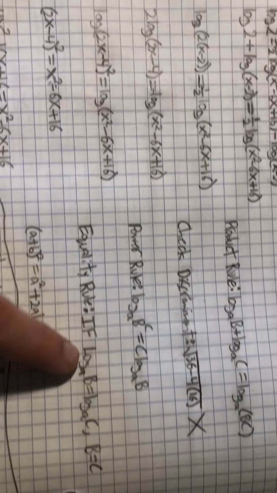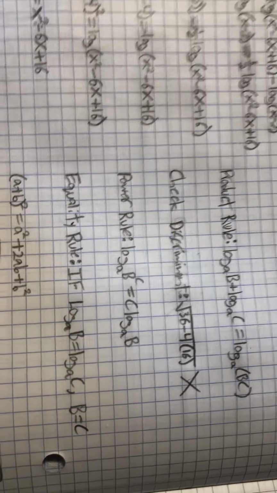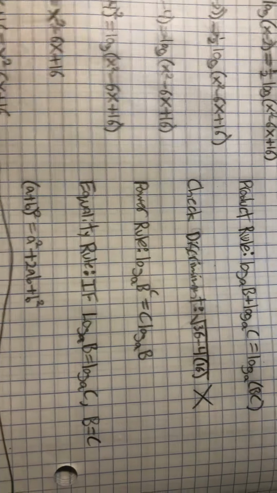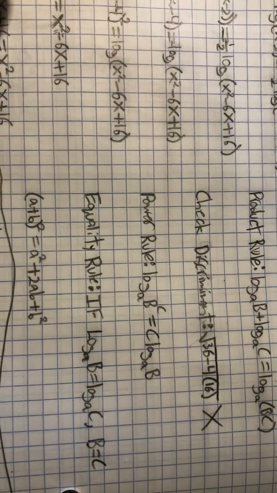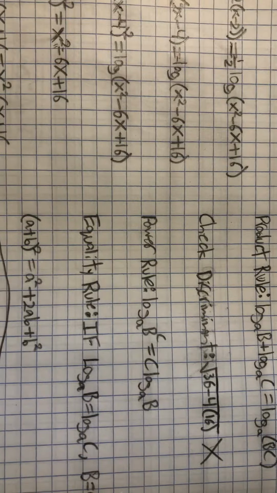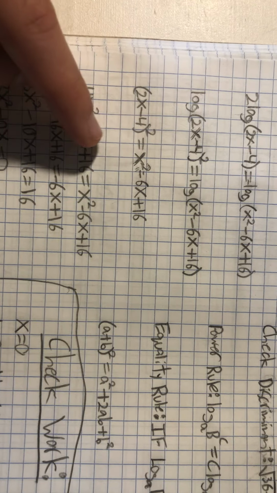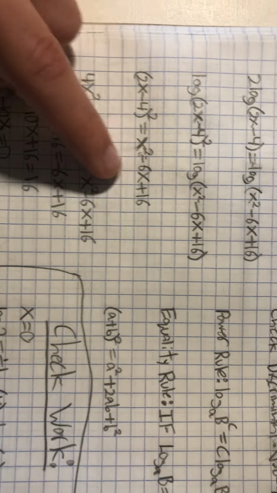Now we're going to use the equality rule. If log base a of b equals log base a of c, then b equals c. That's pretty straightforward. In other words, we're base 10ing each side. We're saying 10 to this equals 10 to this. So we're getting rid of the exponent, getting rid of the logs. So 2x minus 4 squared equals x squared minus 6x plus 16.